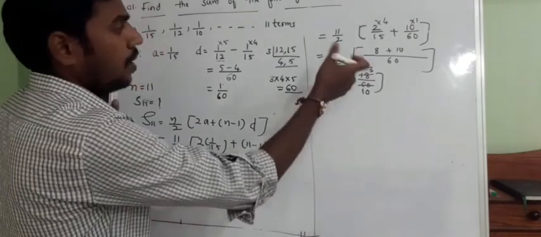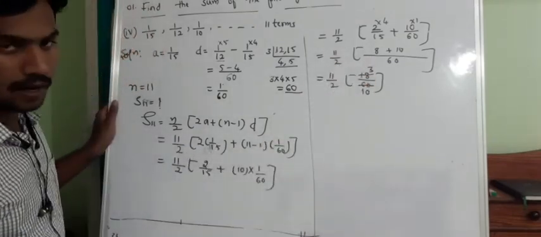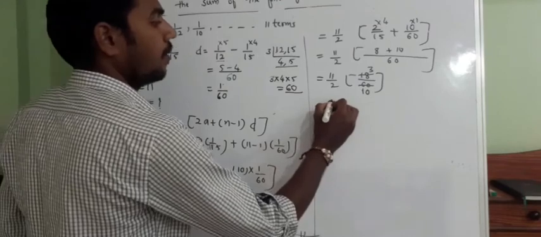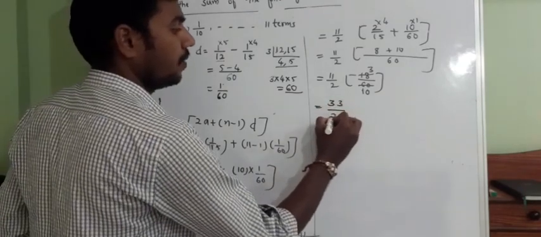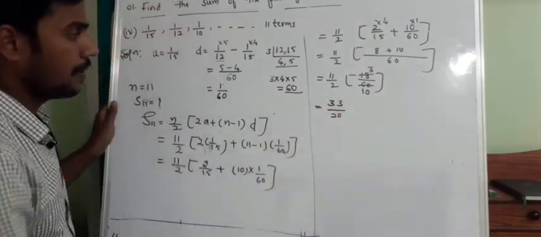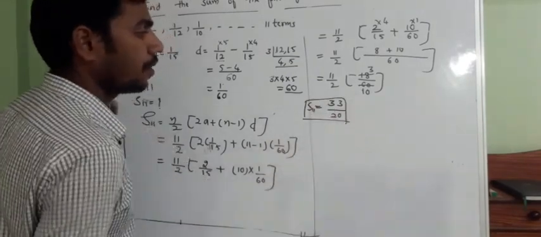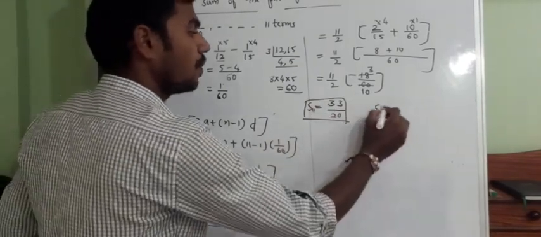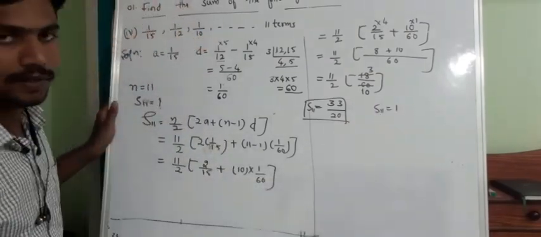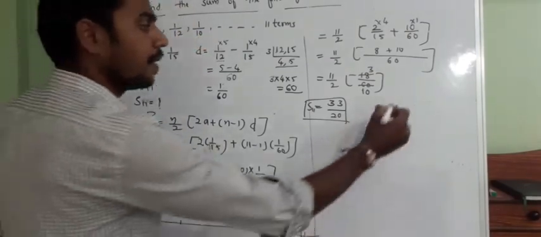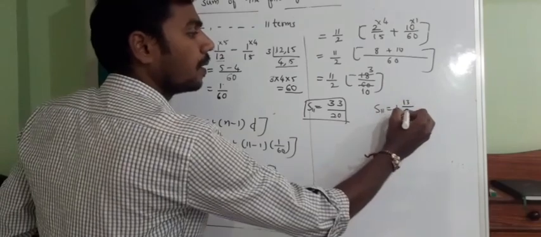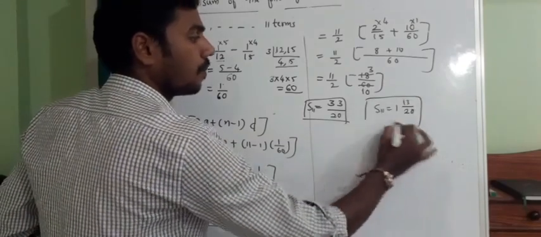Now can we simplify further? No. 11 into 3, 33 divided by 20. So this will be your answer. S11 is equal to 33 divided by 20, or S11 is equal to 20 ones are 20. What left? 13 left. 13 divided by 20. Please note this down.